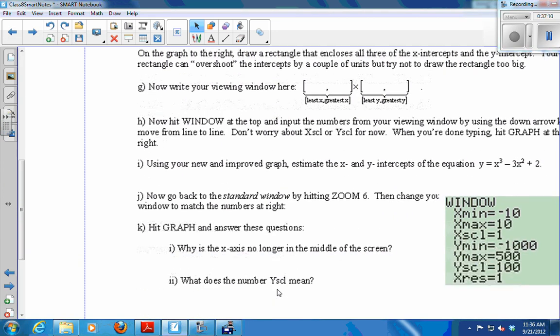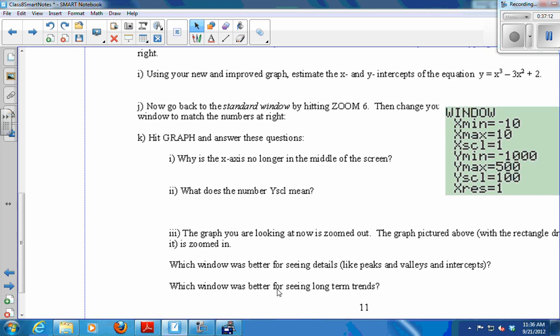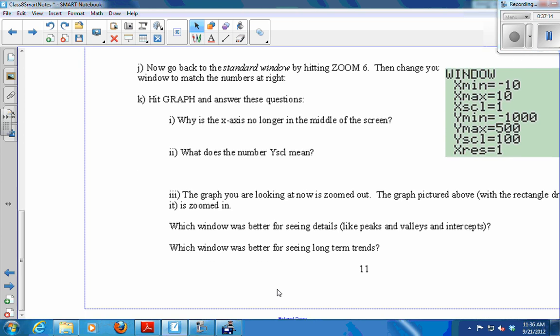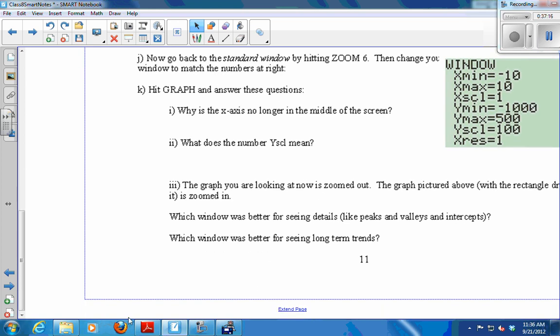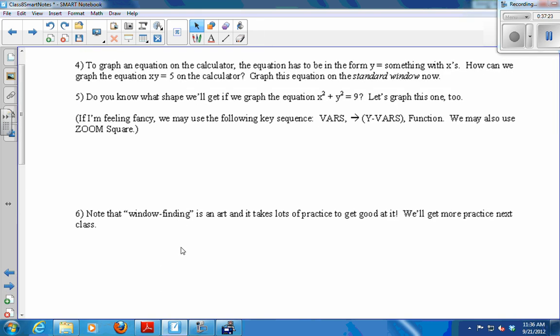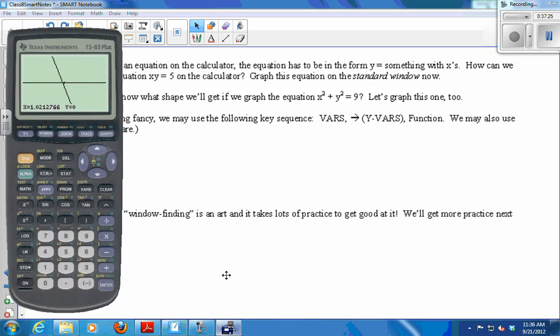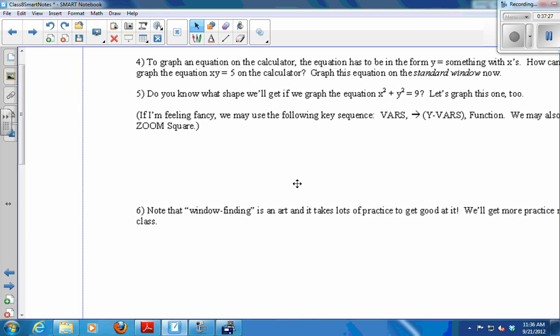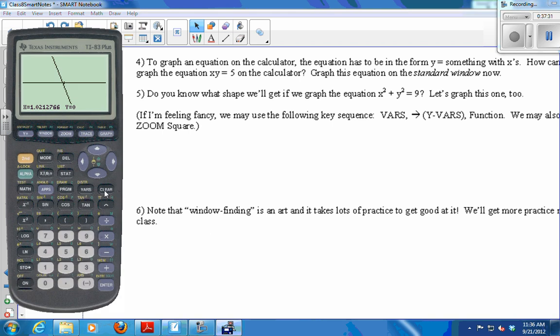Okay, so let's see. I'm going to skip these questions and move on to question 4. So if you're in the graph, you can either quit or press clear, and either one gets you back to the home screen.